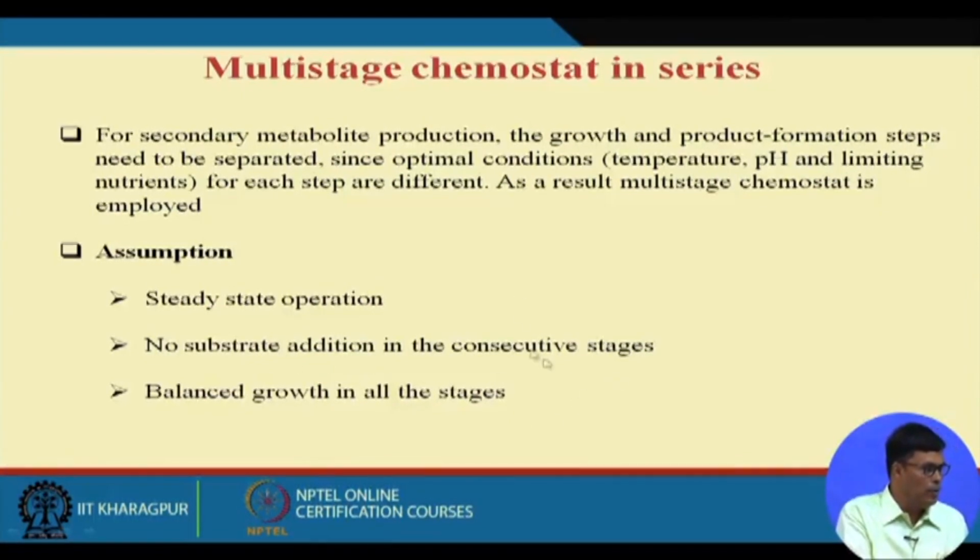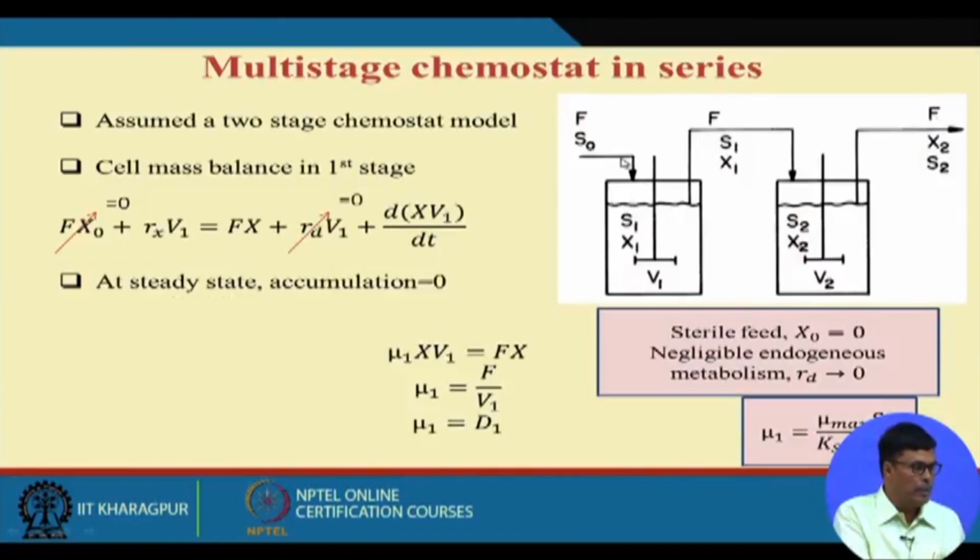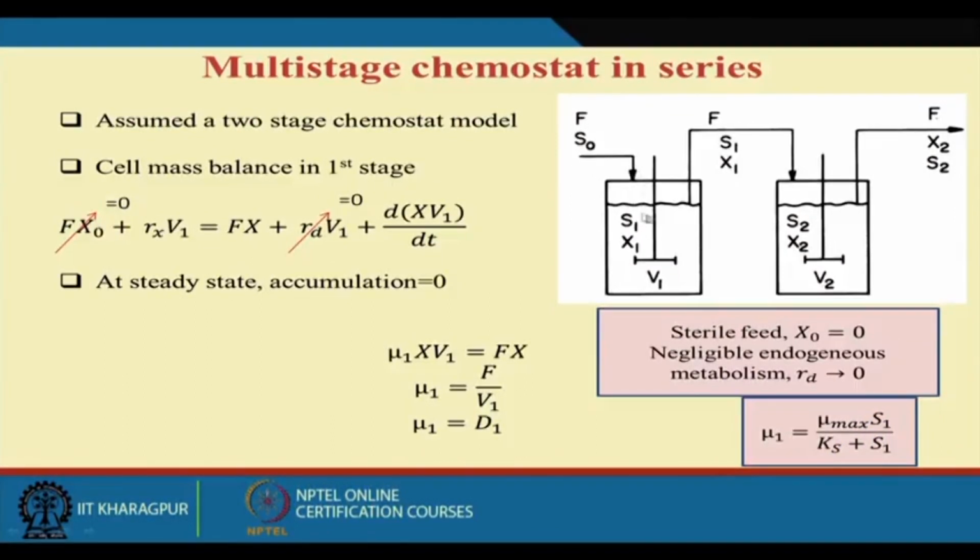Now in case of multi-stage analysis, we usually assume steady state operation, no substrate addition, and balanced growth. Now it is like this. Substrate is coming in, and whatever substrate is unconverted, we put in the second reactor, so then more substrate is converted. For the first reactor there is no problem in the analysis, because we assume it is a sterile feed. We can easily find out the values of S1 and X1 in this reactor.